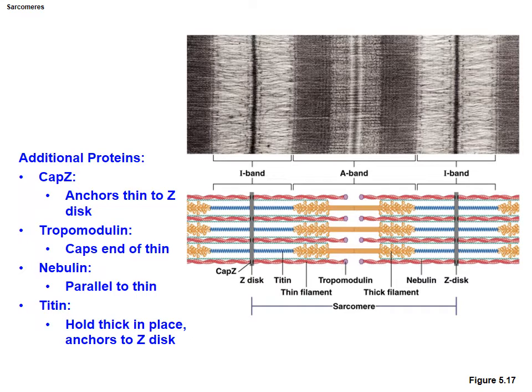Take a few seconds and take a look at the illustrated example that's right next to the text, and make sure that you can locate your CAP-Z. Remember, it's near the Z disc because it's holding on to the thin filament. The tropomodulin, that one's going to be at the end of your thin filament. Your nebulin is indicated by a green dotted line that runs the length of the thin filament. And then the titin is illustrated in blue. That one's going to be a thicker regulatory protein because it's going to anchor the thick filament to the Z disc.